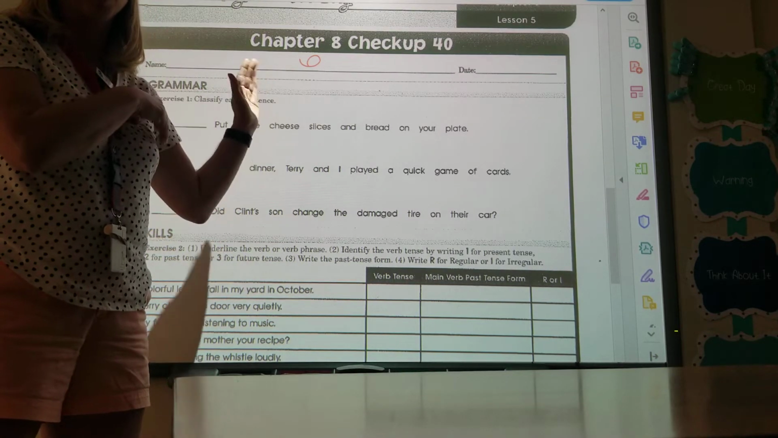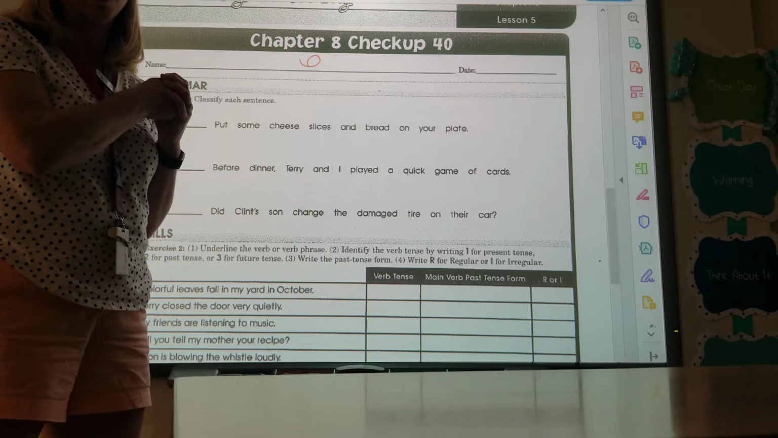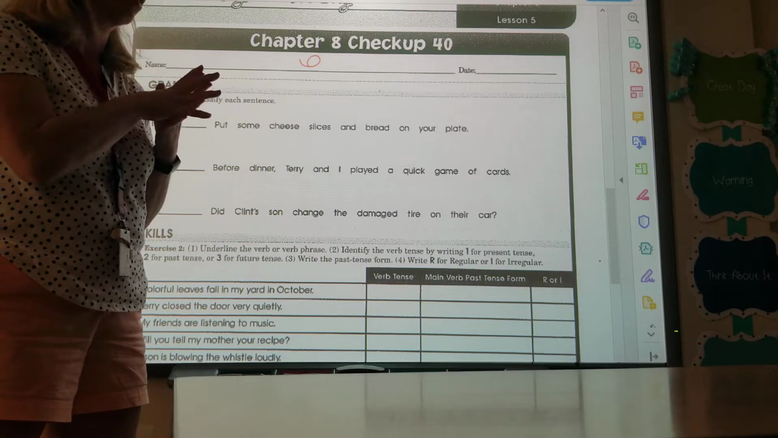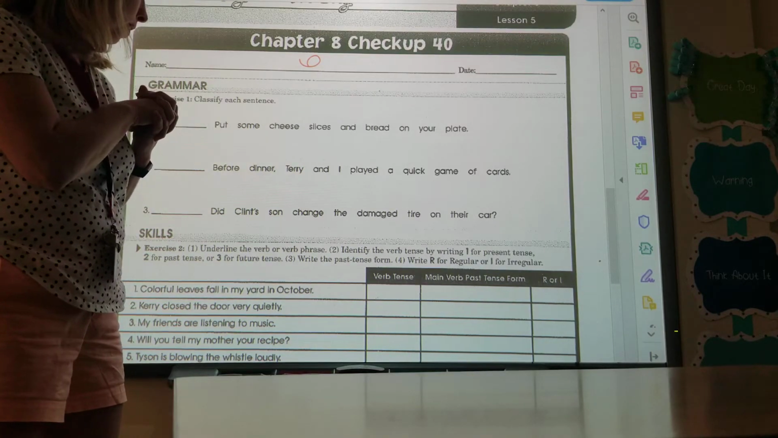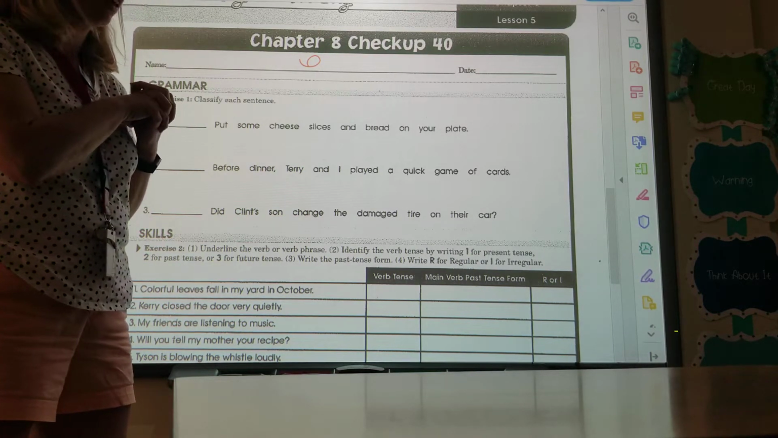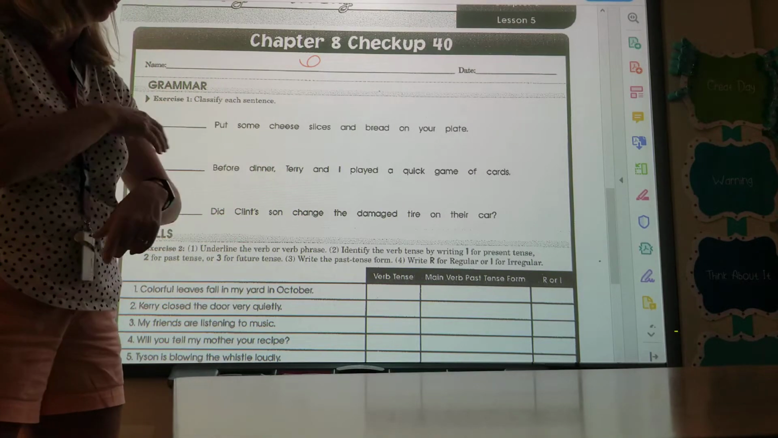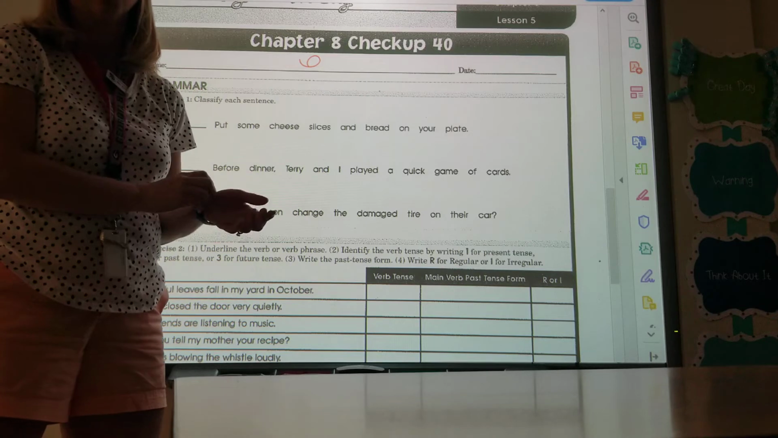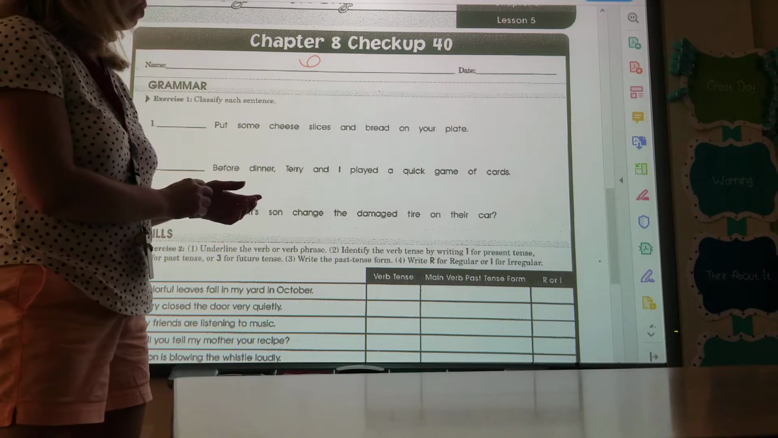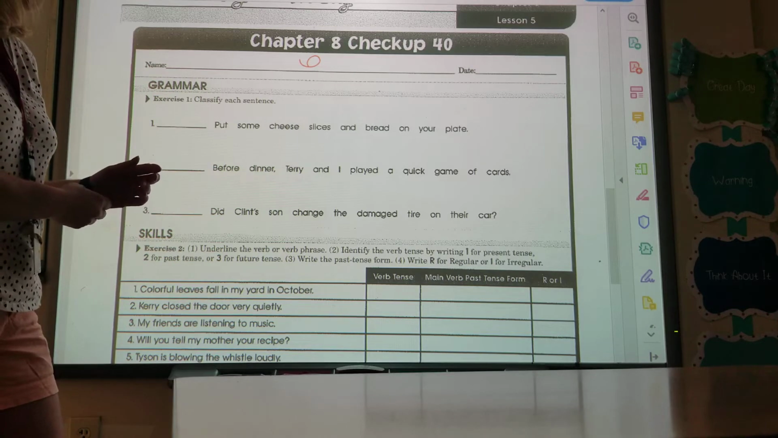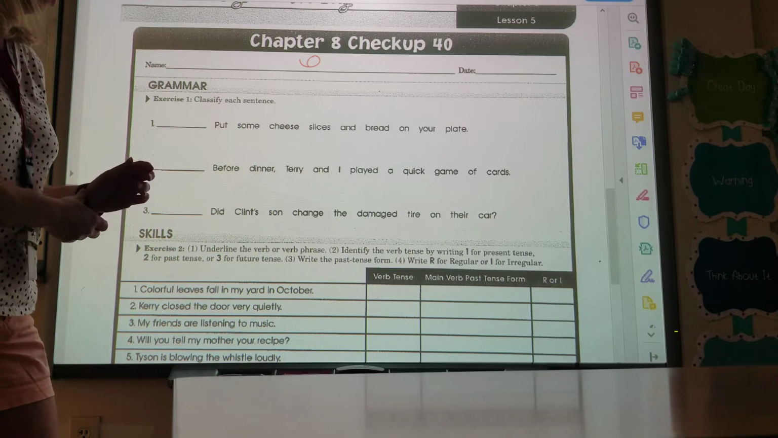Or I can have it where you can edit on your own tablet. So either way, you can either print it or edit it on your tablet or your laptop or your desktop, and then just take a picture of it or send it through the file to me so that I have this, and we'll count this as a quiz grade. So as long as you do the work with me, you will get a good quiz grade. So put some cheese slices and bread on your plate.